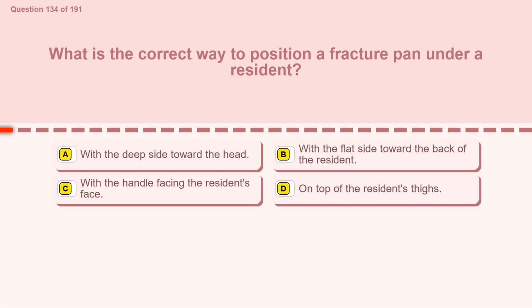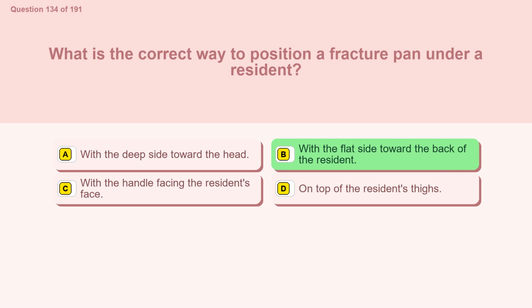Question 134. What is the correct way to position a fracture pan under a resident? Option A. With the deep side toward the head. Option B. With the flat side toward the back of the resident. Option C. With the handle facing the resident's face. Option D. On top of the resident's thighs.